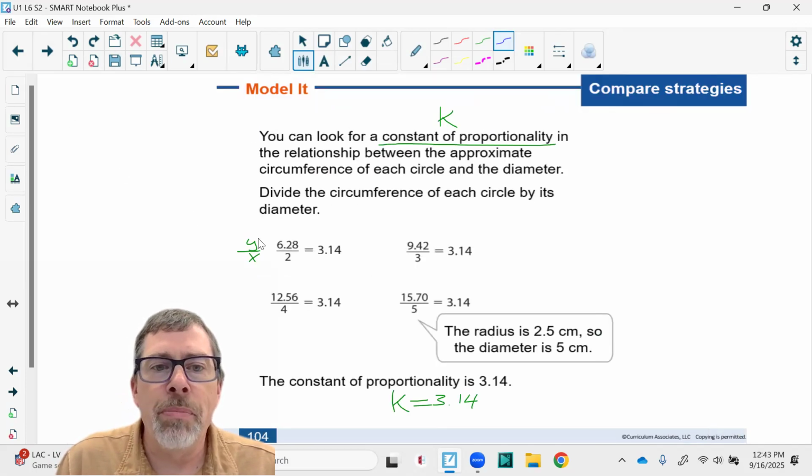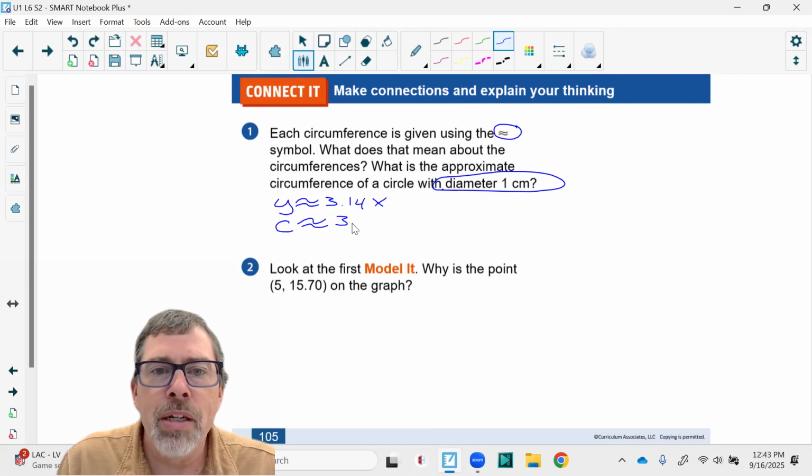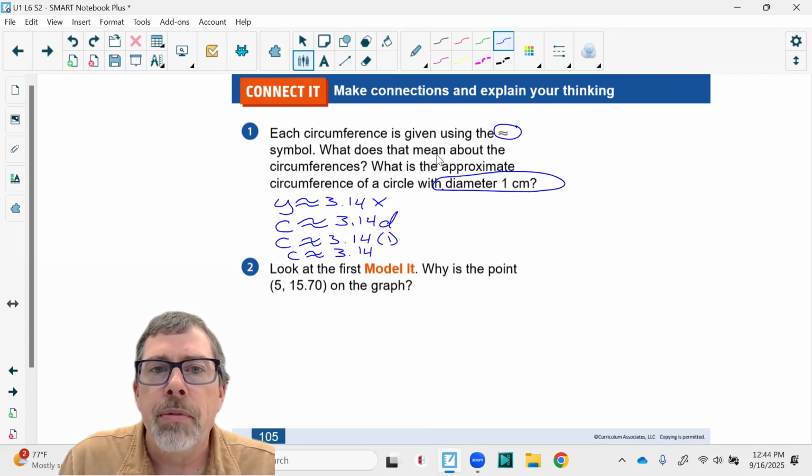Okay, well, that's just going back to here. I've already done it. So for the approximate circumference of a circle, you would say y is approximately 3.14x, and the diameter, okay, instead of y's and x's, now I'm going to say C is approximately 3.14D. So now I plug in 1 for D. So C, the circumference, is approximately 3.14 times my D, which is 1. So my circumference is approximately 3.14 cm, because it was in centimeters.